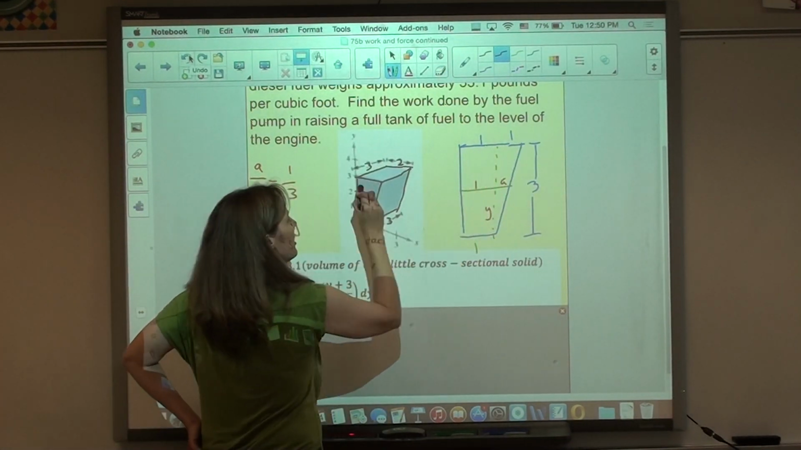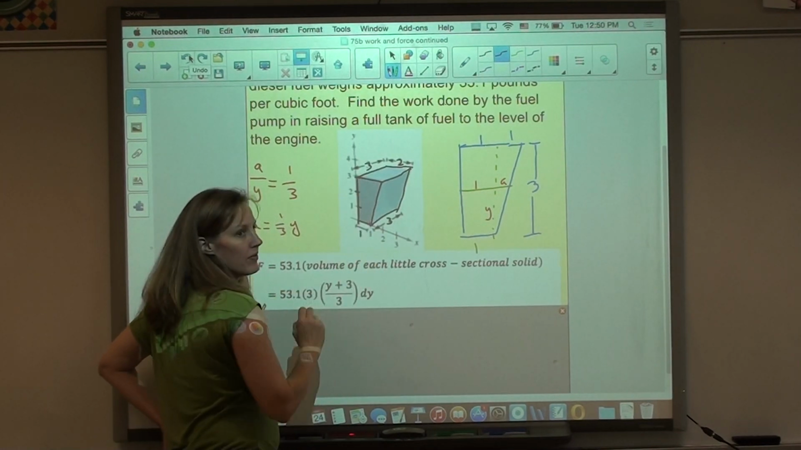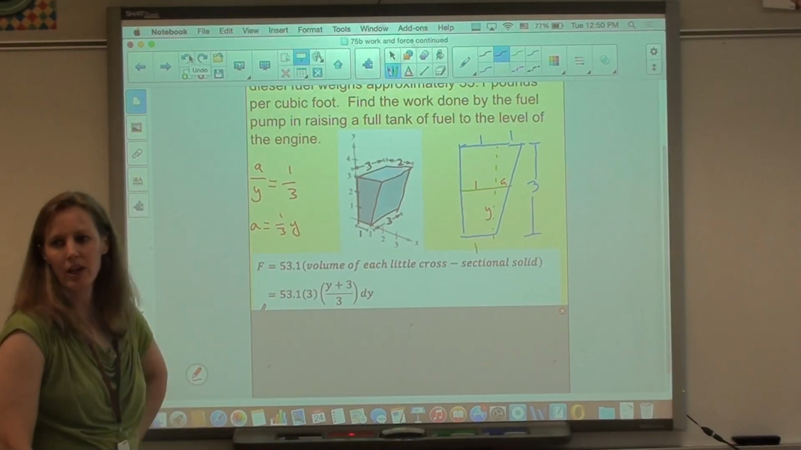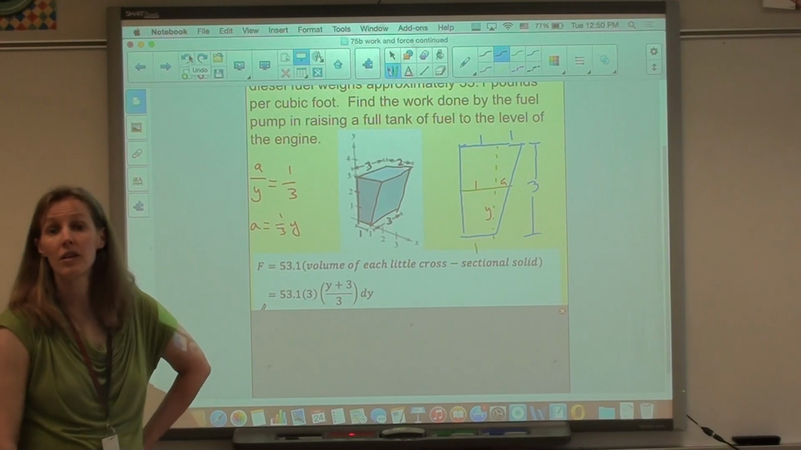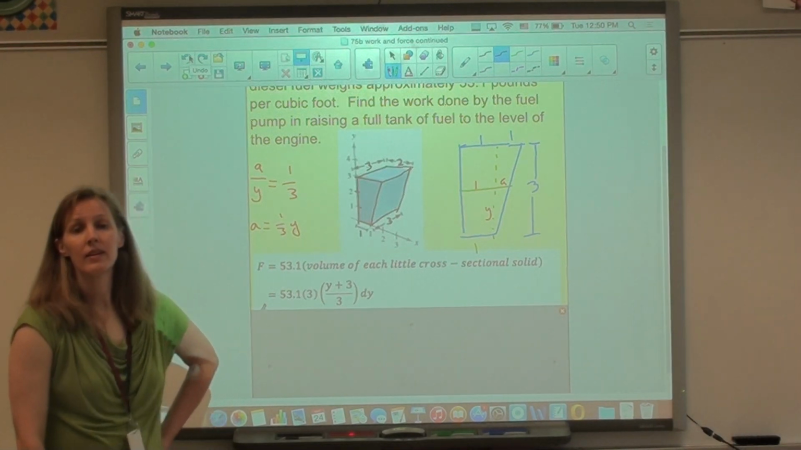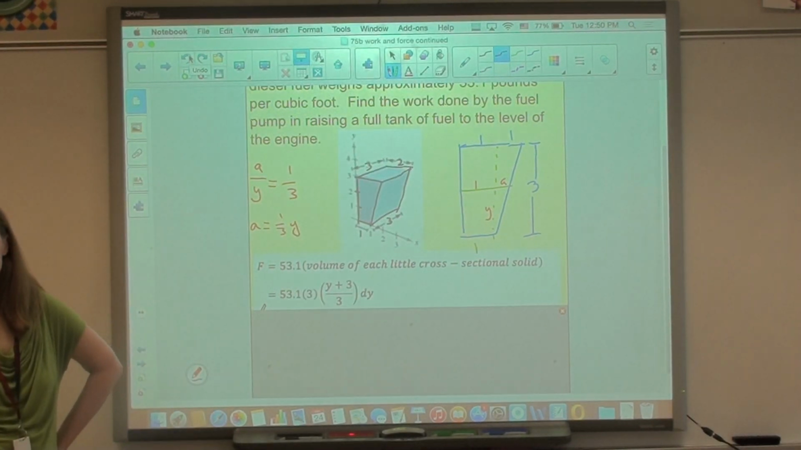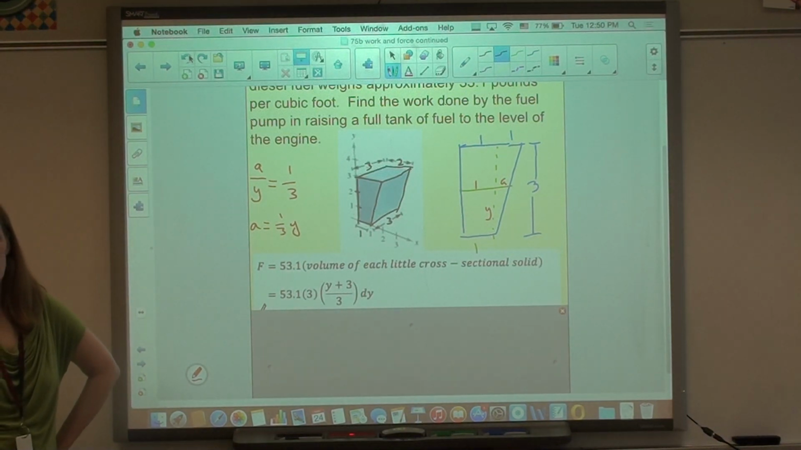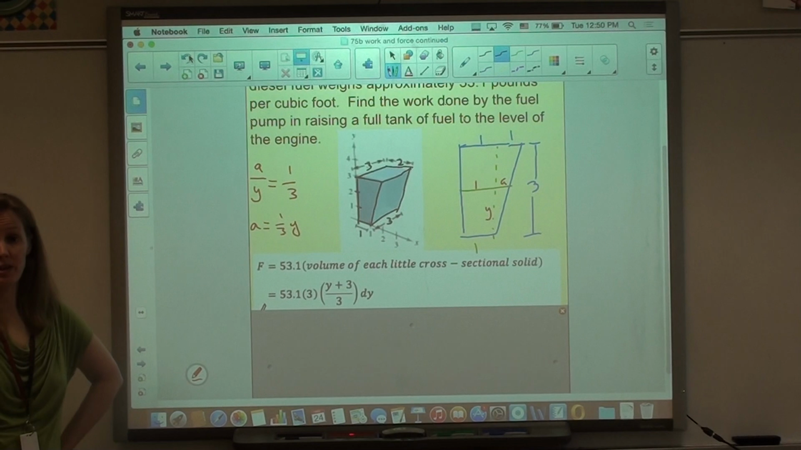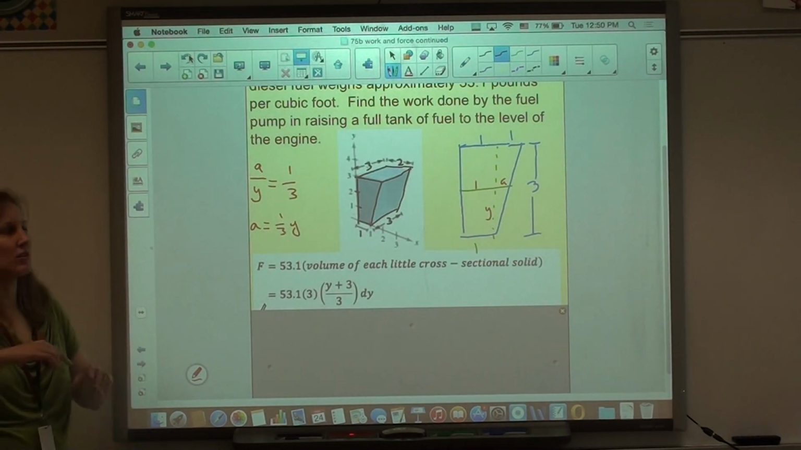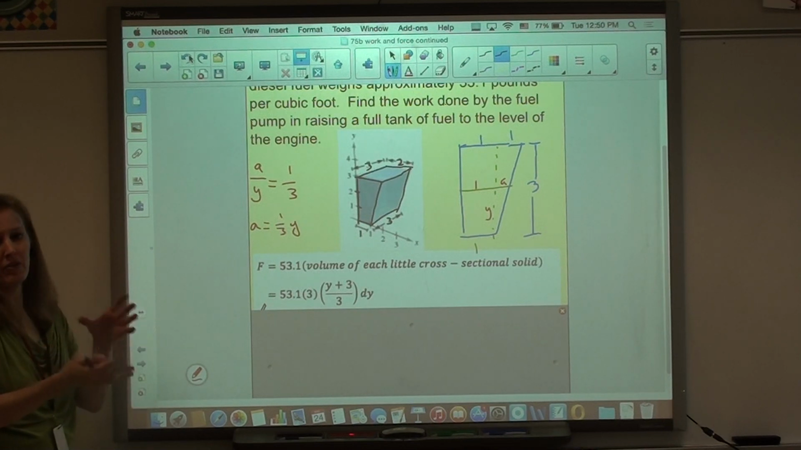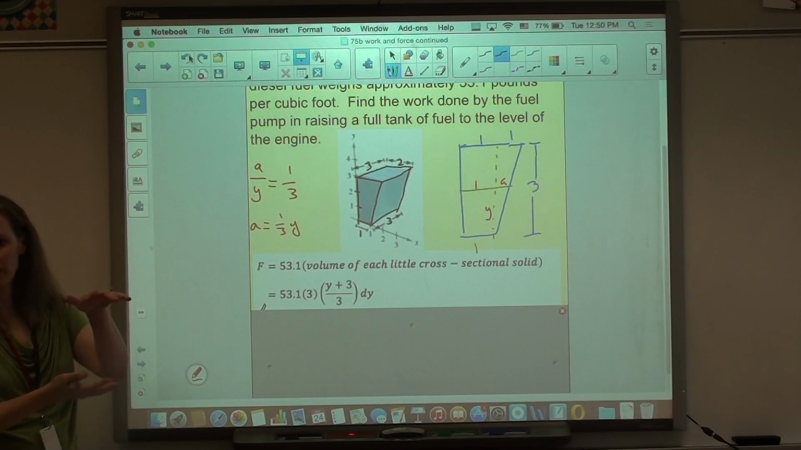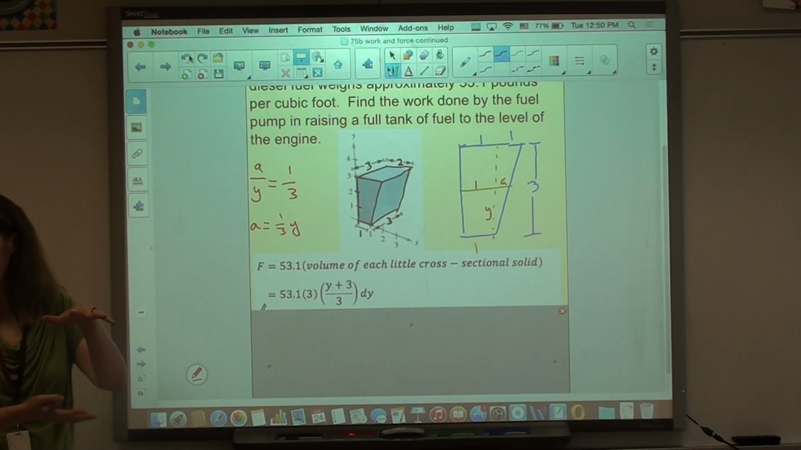The cross section right here is this right here. Alright, good. Other questions? Yes. Don't we need to also multiply by the distance the fuel is going down? We're going to do that, don't worry, that'll come into play. Right now, we're just talking about getting the weight of the fuel in the tank at any given value of Y.